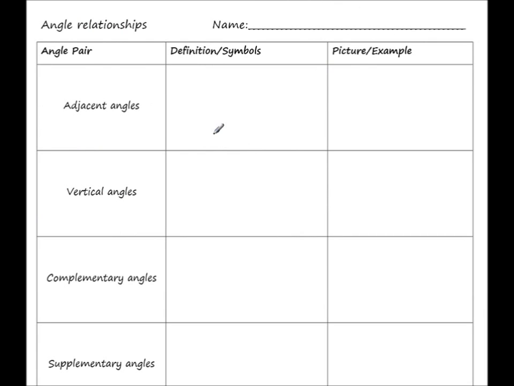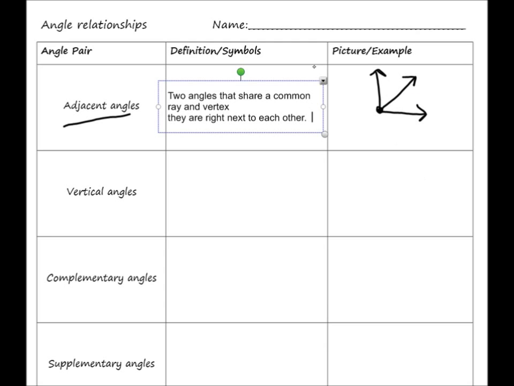The adjacent angles are going to be two angles that share a common ray and vertex. They're right next to each other. Okay, and we don't really have any symbols for that. You just have to know that when they share that common ray, if you were to take away that ray, you'd only have one angle. That's how you know you have adjacent angles.